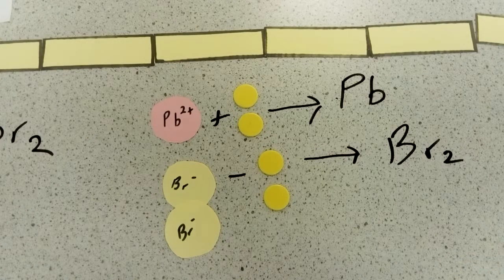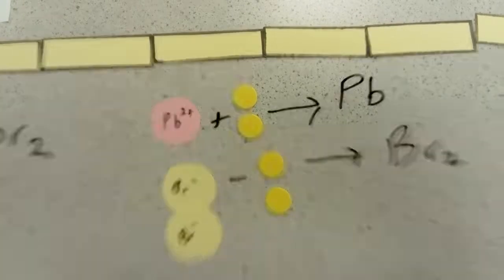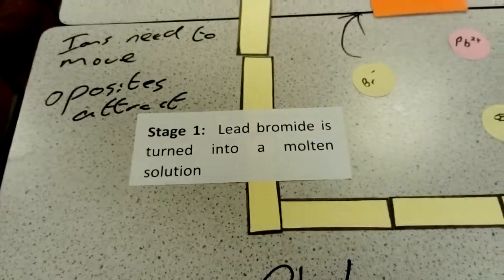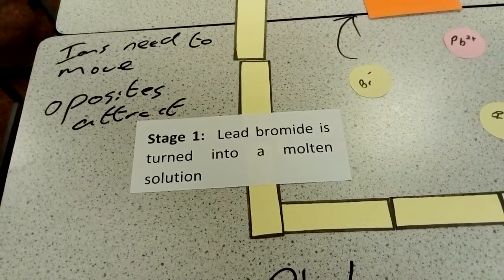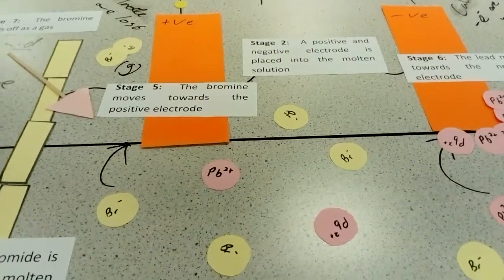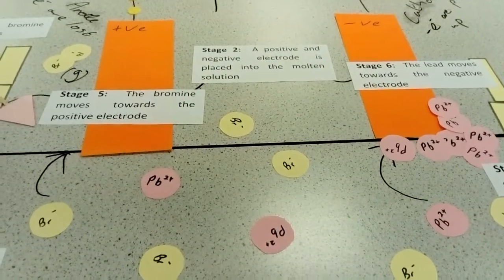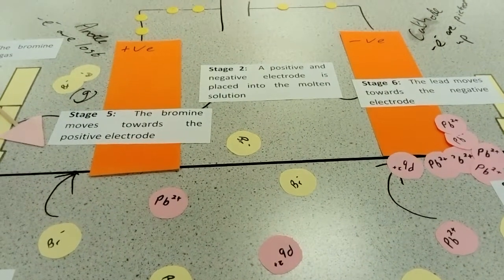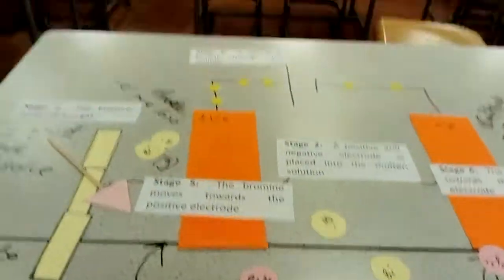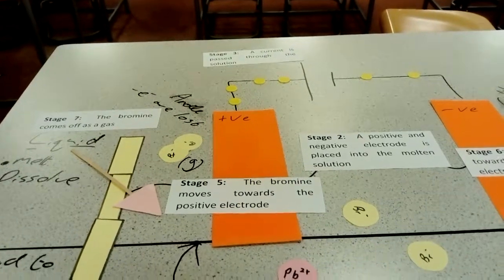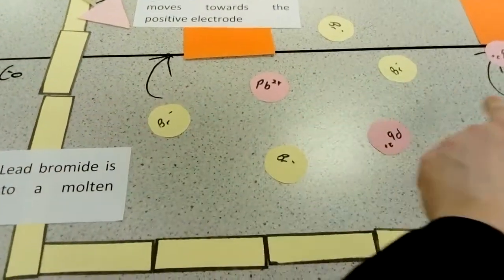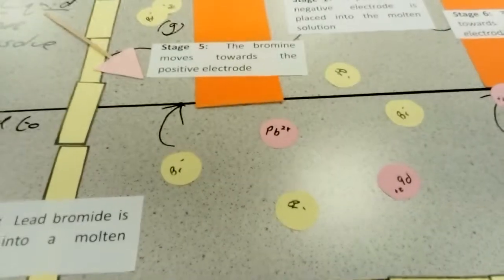So the key things that we need to consider when looking at the electrolysis of lead bromide. The first thing is that we need to heat the lead bromide up, which turns it into a molten solution. The second key thing is that we're going to put a positive and a negative electrode into that solution. We make them positive and negative by passing a current through it. This also passes a current through the solution, completing the circuit.